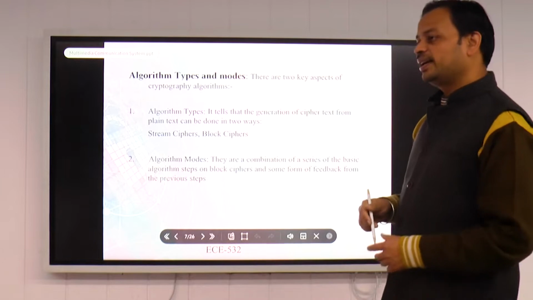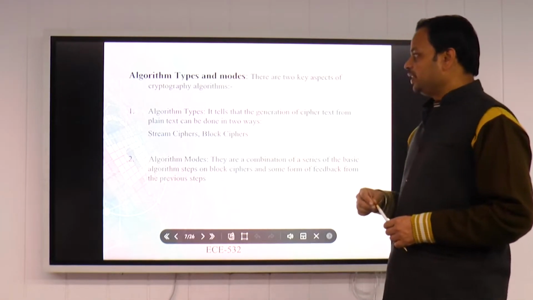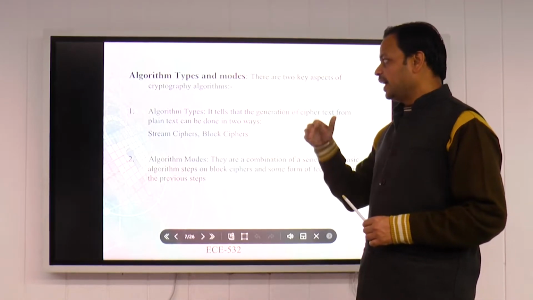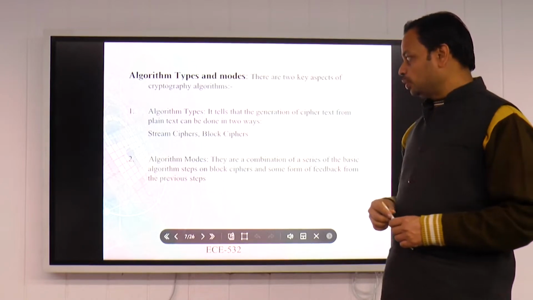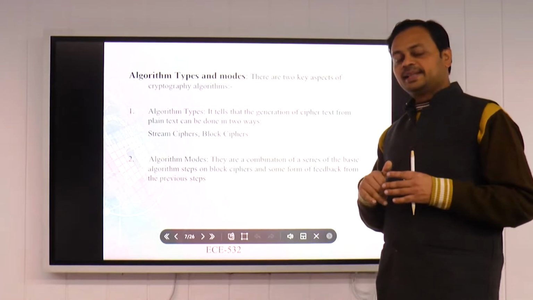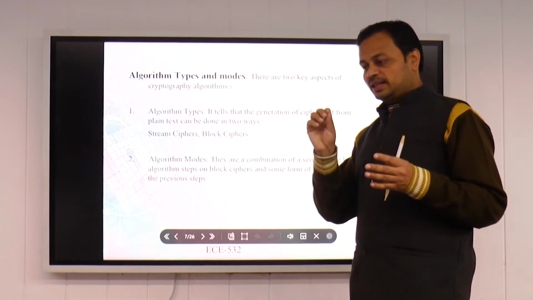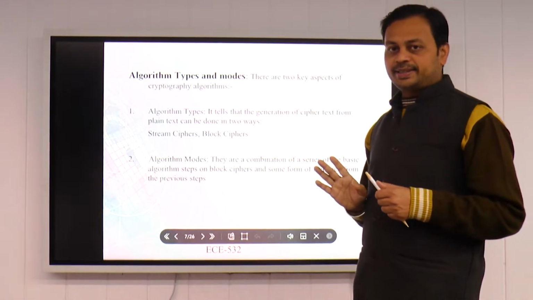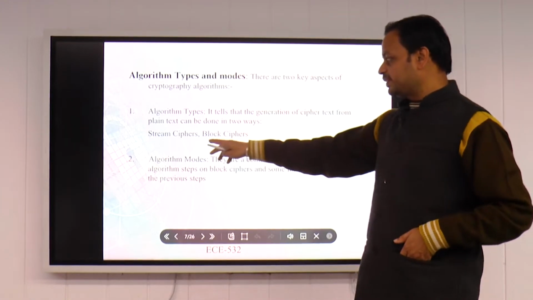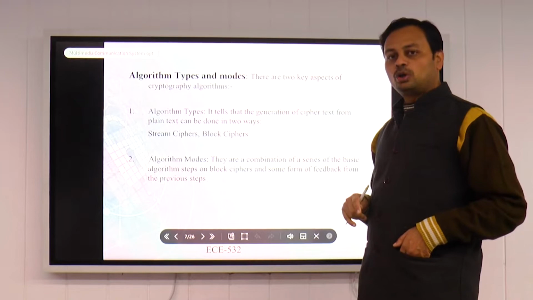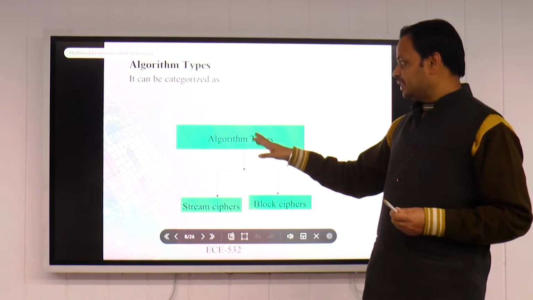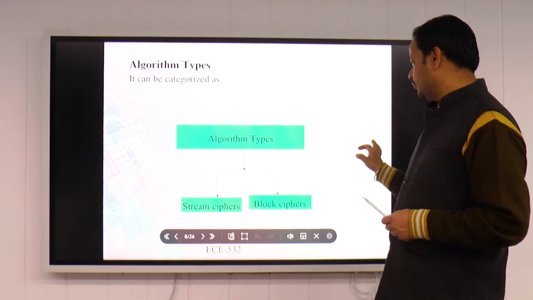Now under encryption and decryption, we need to study two mechanisms which are used for encryption. One is what we can call algorithm types, the other is algorithm modes. Algorithm types is how we generate the cipher text from the plain text. I think till now the concept of plain text and cipher text is clear. So how are we going to convert from plain text to cipher text? Two methods are there. One is stream cipher, the other is block cipher. We can categorize the algorithms into stream ciphers or block ciphers.